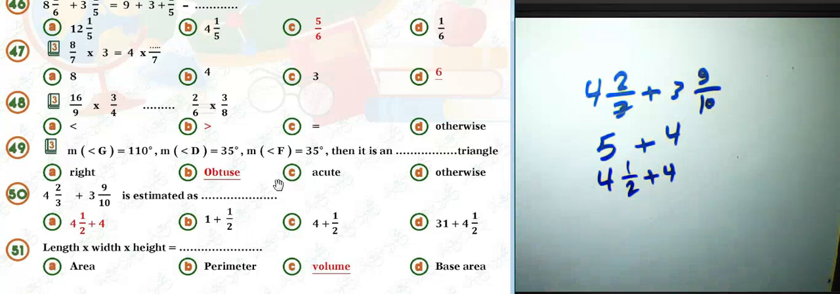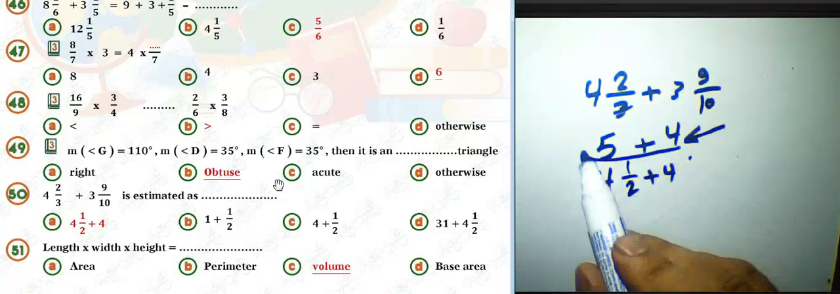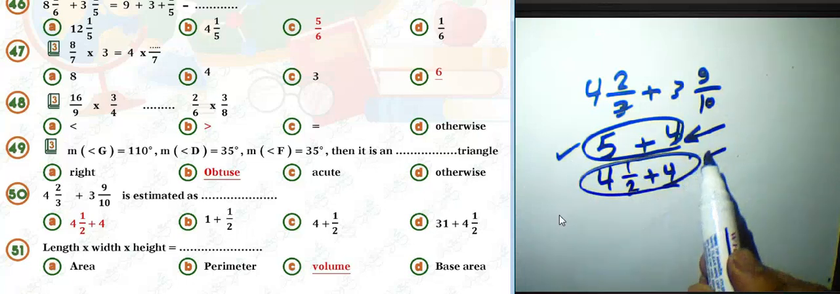Okay, in the choices here you must choose 5 plus 4 if he gives us 5 or 4. But in this example he doesn't give us this result. So what is the nearest to your answer? 4 and a half plus 4.